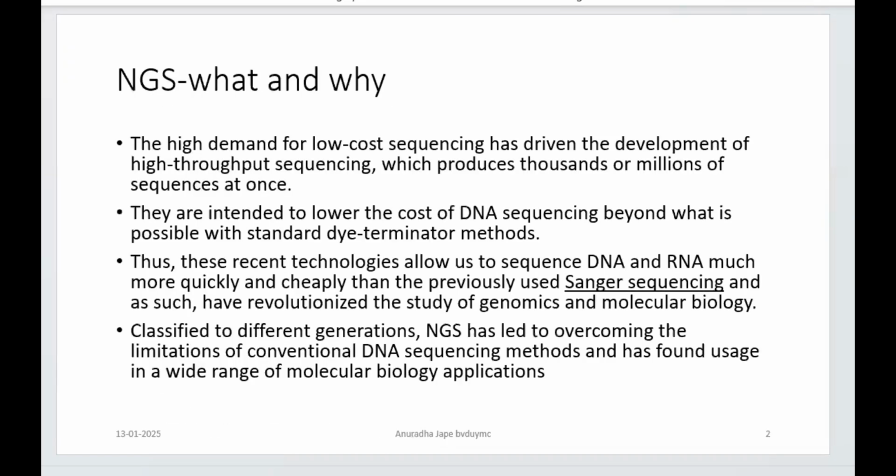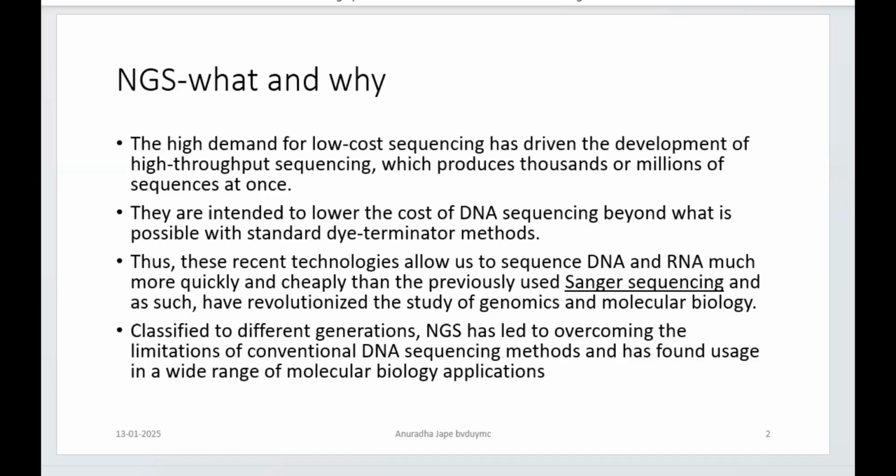So why is it really required to have such NGS? As I said, these are high throughput methods. With the high demand for low cost sequencing and better output, you have to improve the methods, the processes, and the efficiency so that thousands or millions of sequences can be produced at once in high throughput sequencing methods. At the same time, the cost should be reasonable. Low cost methods have to be available.